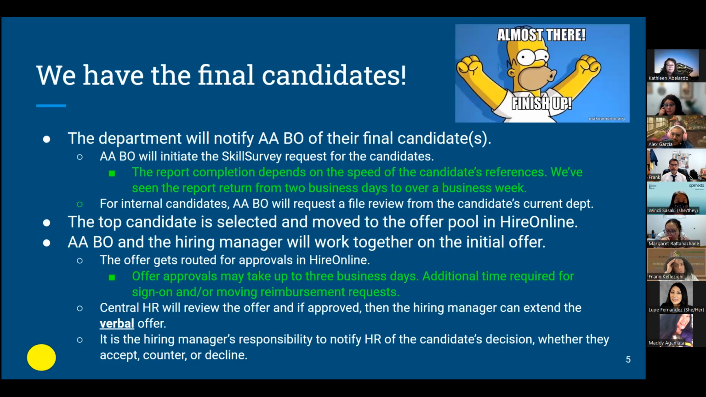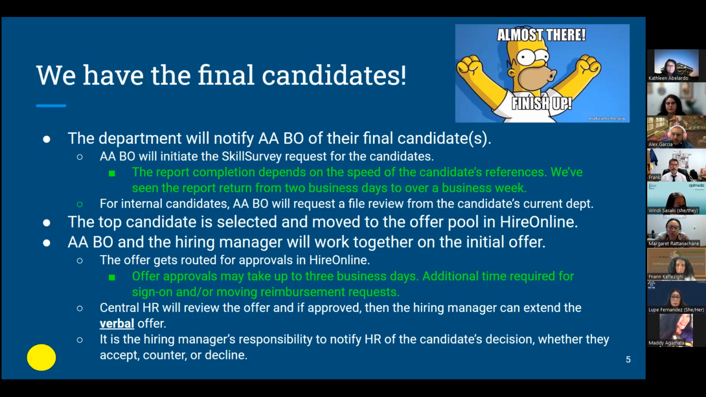And so the interviews have occurred, the screening has all been completed, and the department now has their final candidate. And this is the next step. They'll notify our office, the HR contact, of the final candidate, or final candidates if they're trying to narrow down between 2 or 3. Often they will request the skill survey request. That is the reference check. It gets the feedback from their previous supervisors as well as their former coworkers or anyone who could attest to that candidate's working ability.